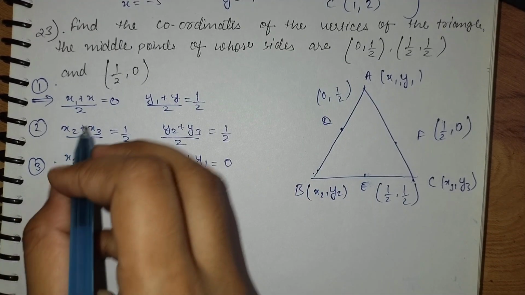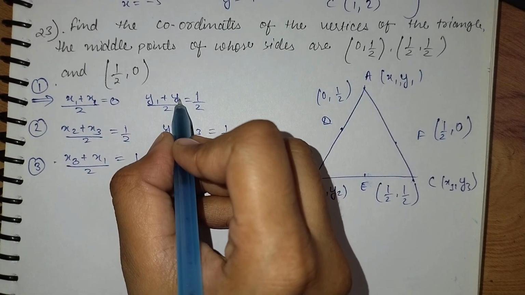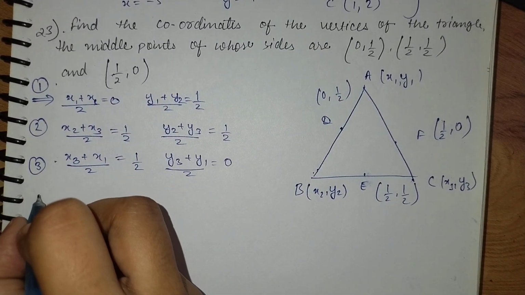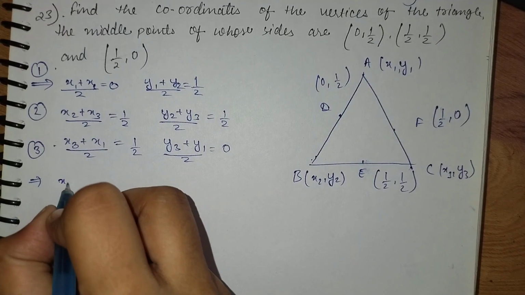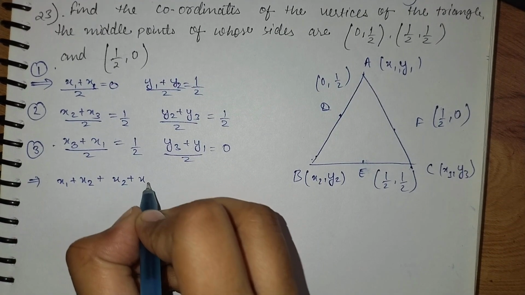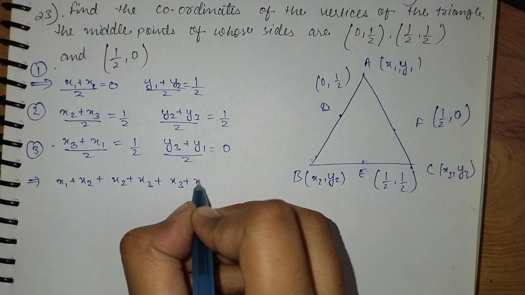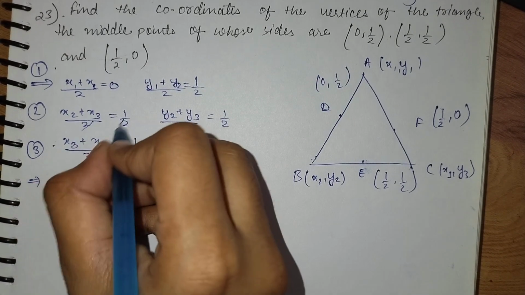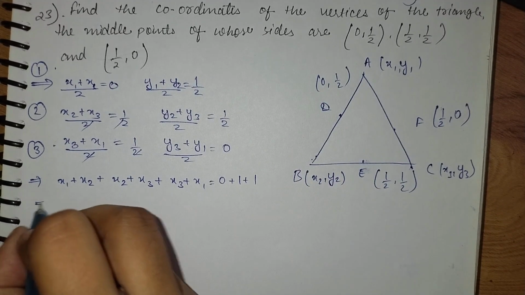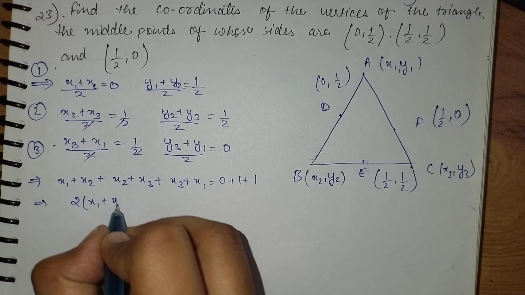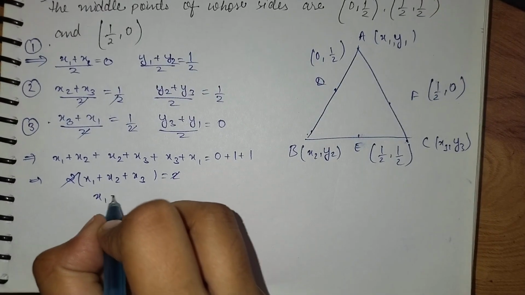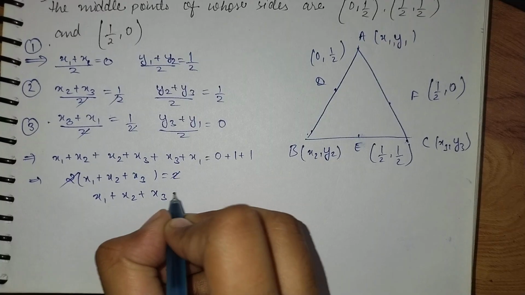So simply, if we solve this part, we are getting x1 plus x2 equal to 0. If we add all these, we are getting x1 plus x2 plus x2 plus x3 plus x3 plus x1. This will be 0 plus 1 plus 1. So 2 times x1 plus x2 plus x3 equals 2. So x1 plus x2 plus x3 equals 1.